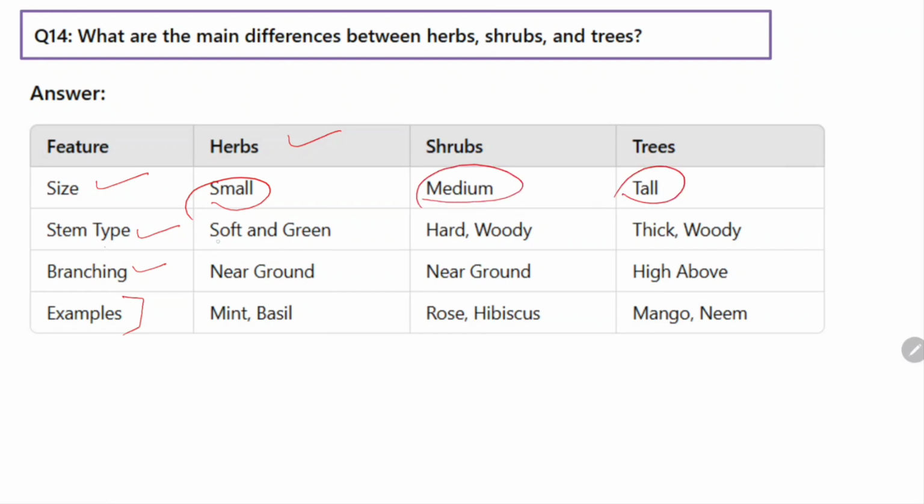And for stem type, the stems of herbs are very soft, green, tender and very weak. The stems of shrubs are hard and woody. And trees have stems that are very thick and woody.